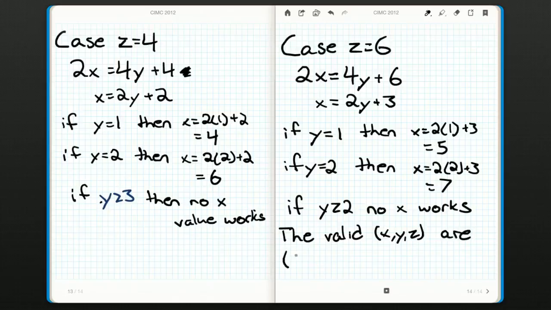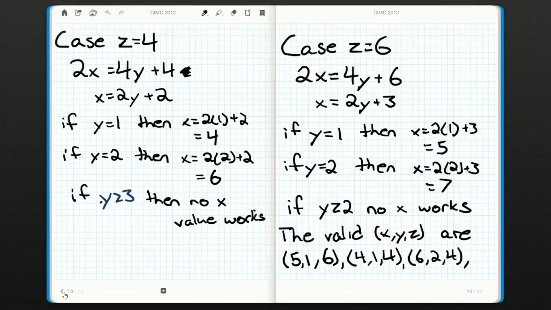We'll go back to the other page to figure things out. So on this one, x equals 5, y equals 1, and z equals 6. That works. How about the case where z equals 4? X equals 4, y equals 1, and z equals 4. That worked. And x equals 6, y equals 2, and z equals 4. That worked. So now let's just take a look, see what the other ones were.